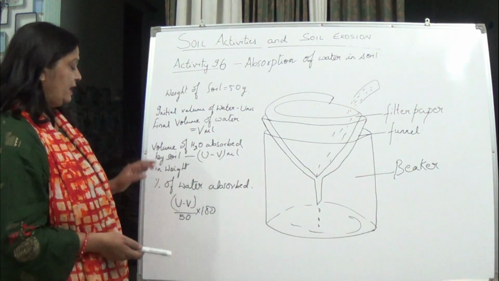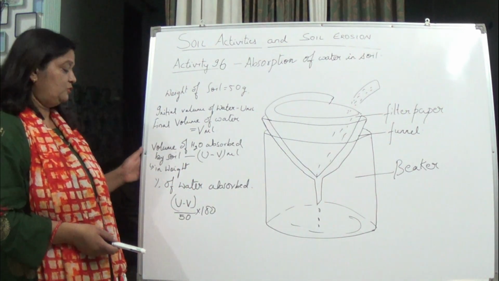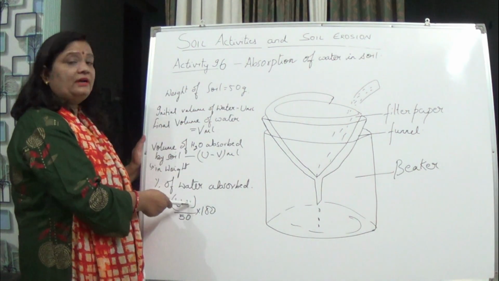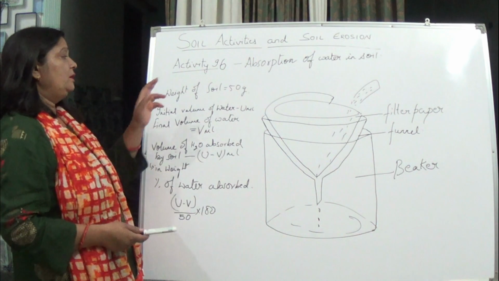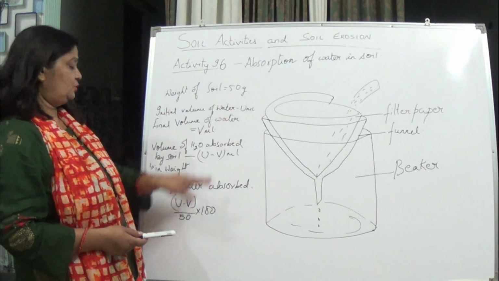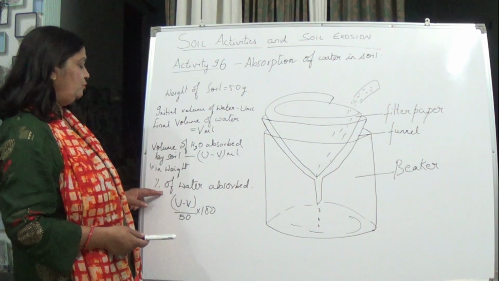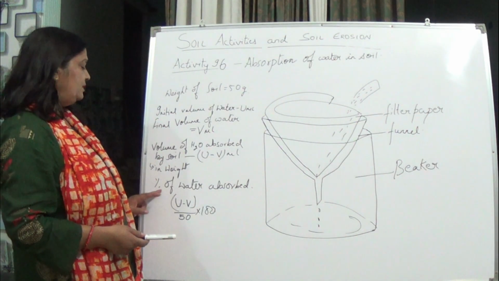Okay, you can also calculate the percentage of the water absorbed. How will you calculate? Initial volume minus the final volume upon the total weight of the soil, into 100. You can change this volume into weight. How will we change it?